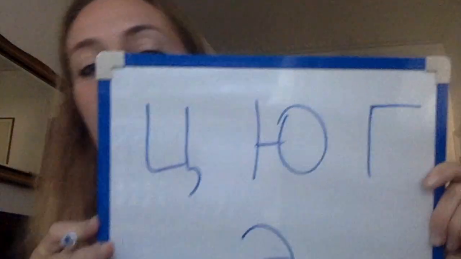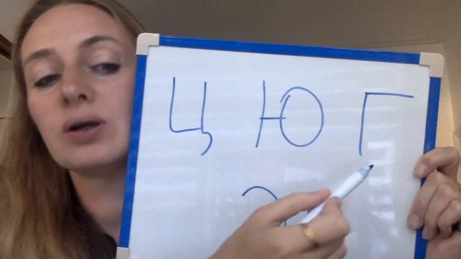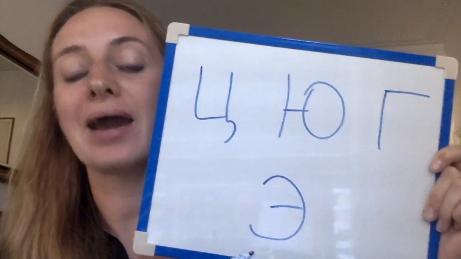You already know 26 Russian letters. In this video, you will learn 4 more letters. So let's have a look at these letters. These letters are Ц, Ю, Г, Э.